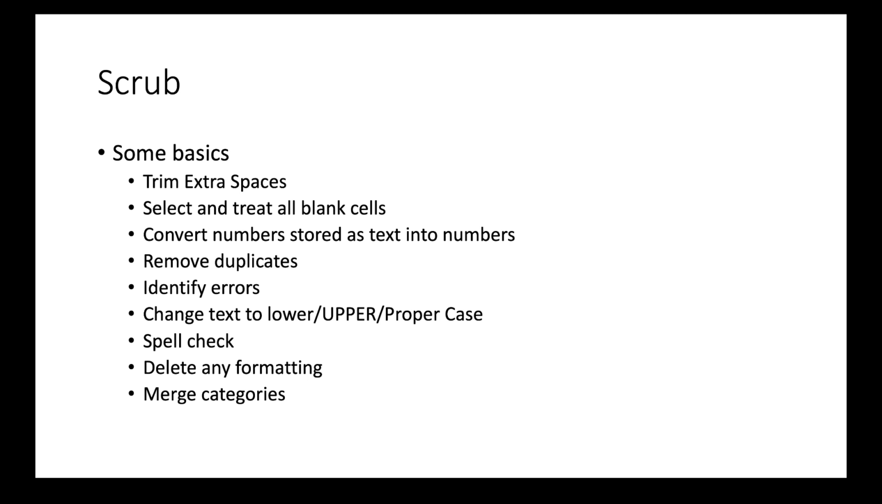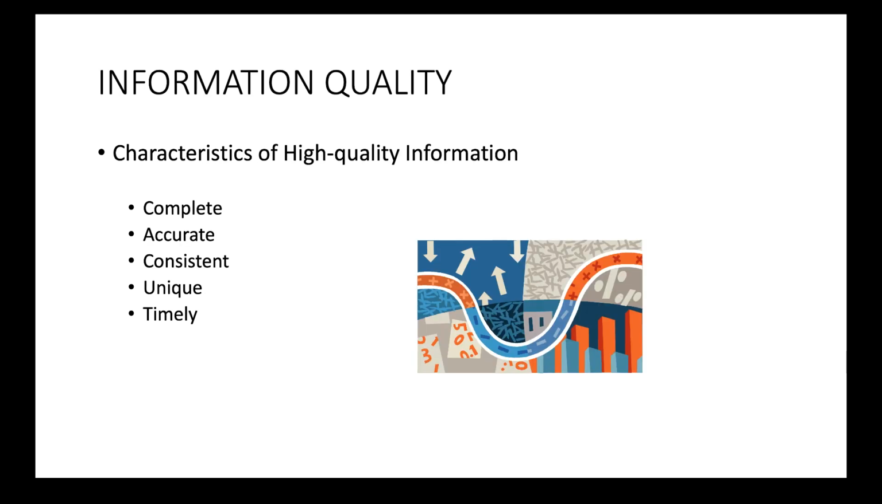consistent, getting rid of formatting, and all of these things are things that you can do in Python or R, right? Or in many other ways in SQL, different things, right? So you're going to be spending a significant amount of time in this scrub area. Now, it's very important to have high quality information. And there's typically considered 5 characteristics of high quality information.